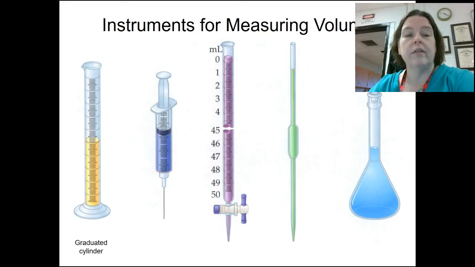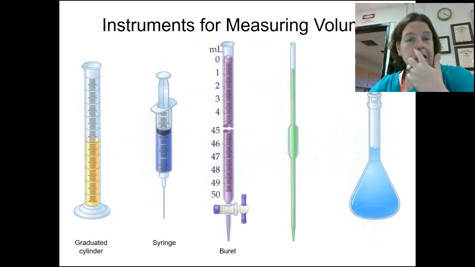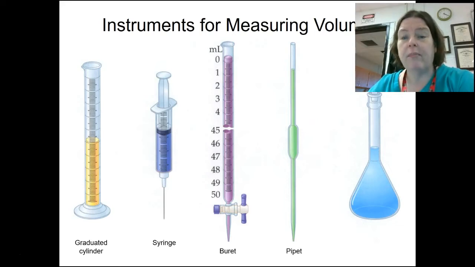We have a graduated cylinder. We could use syringes if we need to. Something called a burette. We don't use it very often in our class, but we do use it in AP chemistry. It looks like a graduated cylinder with a little syringe tip on it. We have pipettes. We have small plastic ones, but we also have ones that are volumetric and transfer pipettes. And then finally a volumetric flask, which is something that we don't use very often in our advanced chemistry class, but we do use it in AP chemistry.